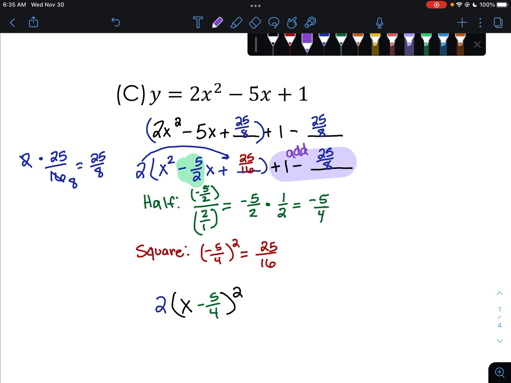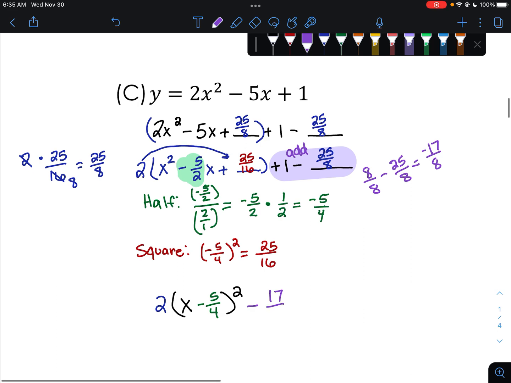So when I add them, they need a common denominator. So 1 would be 8 over 8 minus 25 over 8. So that allows me to have the denominator be the same. I subtract 8 minus 25 and I get a negative 17. So I have minus 17 over 8 here. It is the same equation as what I started with, just written in a different form.